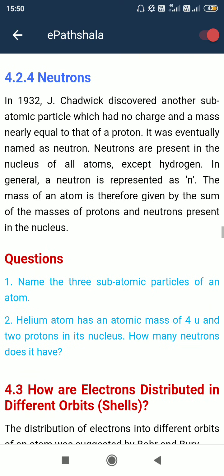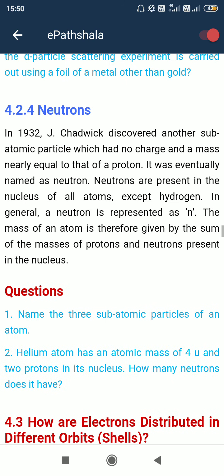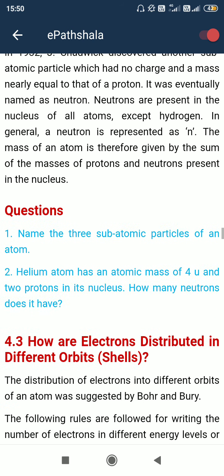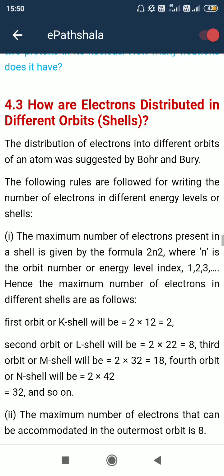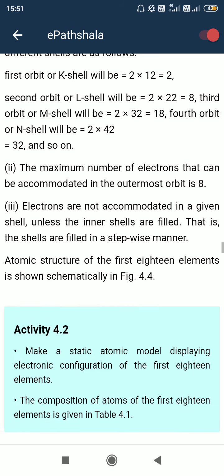Neutrons I already discussed, they are neutral in charge. Another thing you must remember: a proton has 1 unit mass, a neutron has 1 unit mass, but an electron has almost nil mass, almost no mass. So when we calculate the mass of the atom, we consider only the proton number and neutron number, 1 unit for each one.